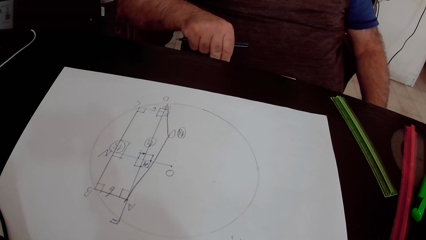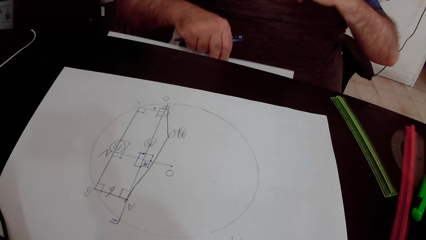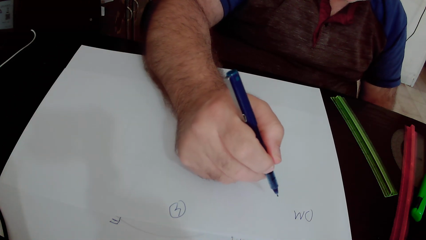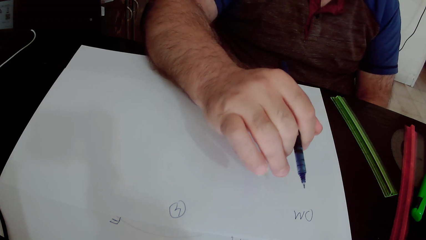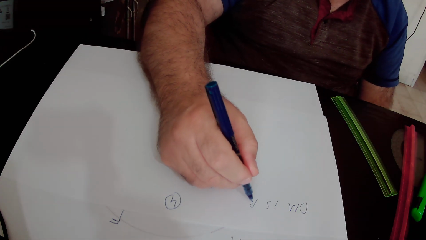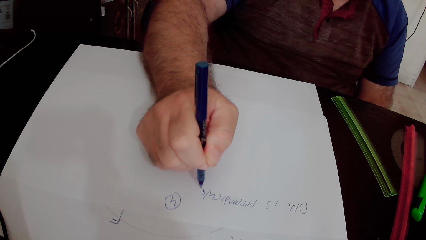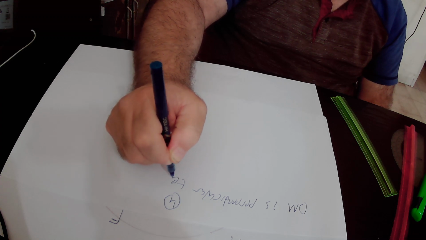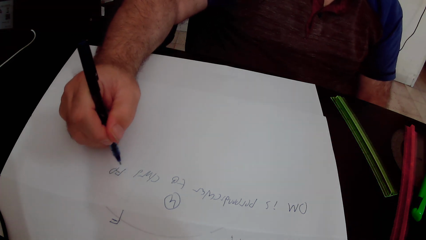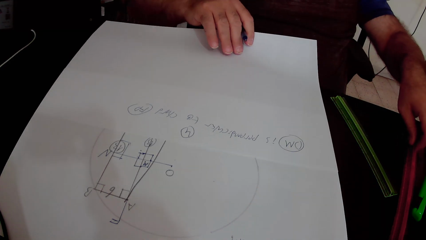So I write it down. OM, the line segment OM that exists from the center of this circle, that is to say from point O, is perpendicular to chord FD.